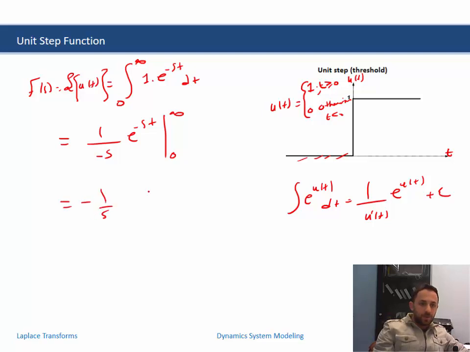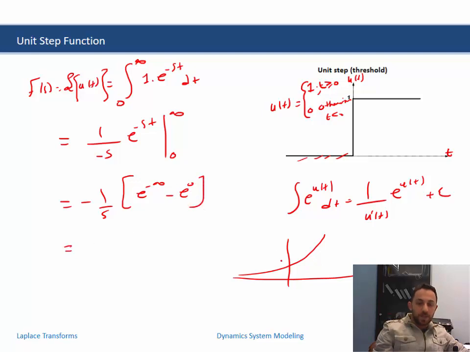Now, we can examine the effect of infinity on the exponential function. So e to the power minus infinity, minus e to the power 0. As the time goes to infinity, the exponential term goes to 0. So e to the power minus infinity is 0, minus e to the power 0, which is 1. Minus multiplied by minus is plus, and this is equal to 1 over s. So the Laplace transform of the unit step function is 1 over s.